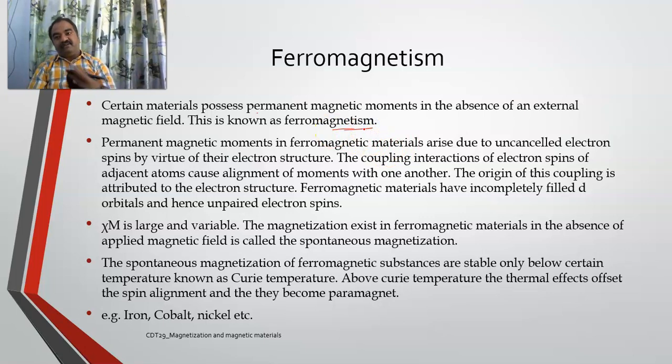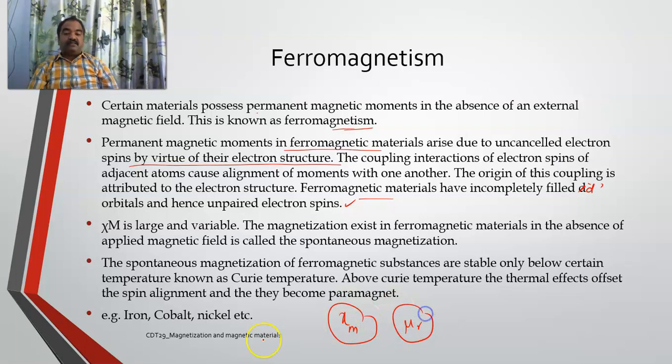Even in the absence of a magnetic field, you have magnetic moments. These arise due to uncancelled electron spins by virtue of their electron structure. Ferromagnetic materials have incompletely filled d orbitals and hence unpaired electron spins. Their susceptibility value is very, very large, and so is the mu r value, which varies a lot. In the absence of a magnetic field they still exhibit this, and that is called spontaneous magnetism.